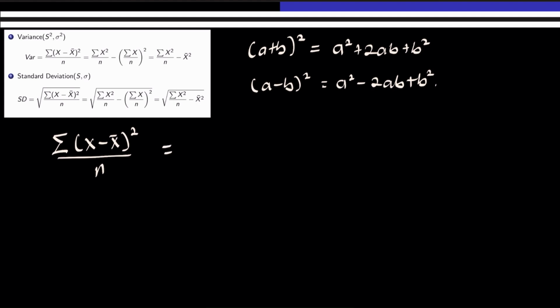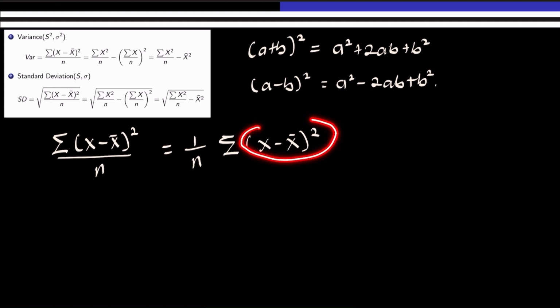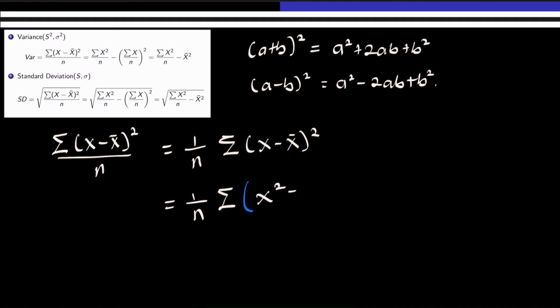So since n is a constant, we can factor it out. So that's going to be 1 over n summation of (x minus the mean) all squared. Now note that this expression is similar to what we have here. So now let's expand this. Expanding this is going to give us 1 over n summation of x squared minus 2x times the mean plus the mean squared.